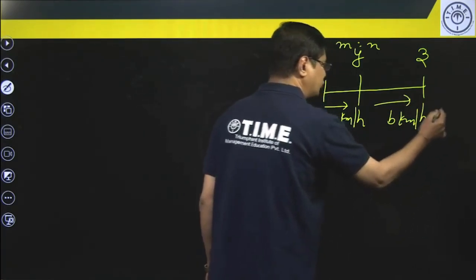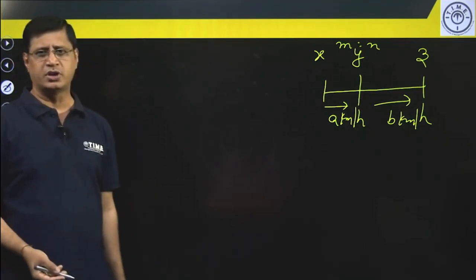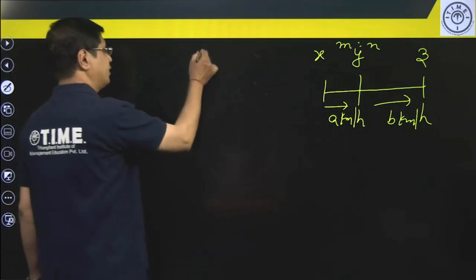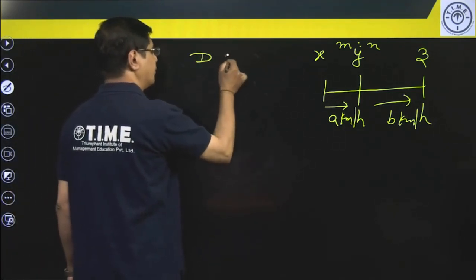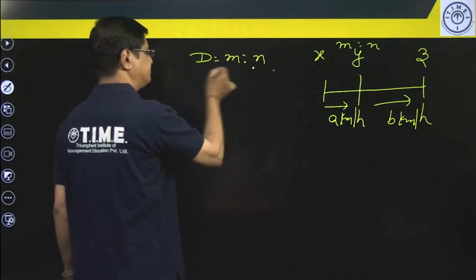Then what about the average speed for the entire journey? By using the original formula, total distance by total time, we will get an answer. But here we can find the average speed just by using a simple formula. Now the formula is applicable when the distances are unequal.